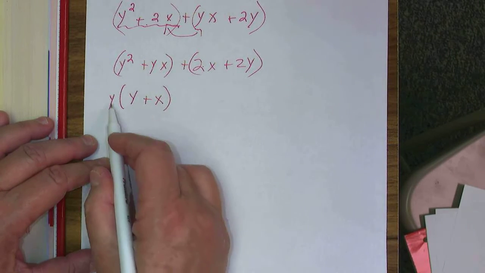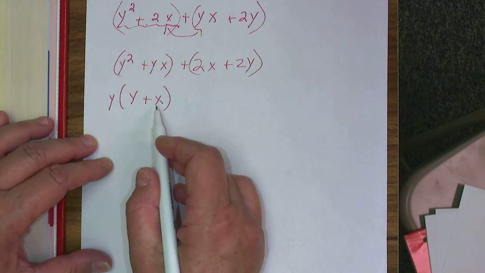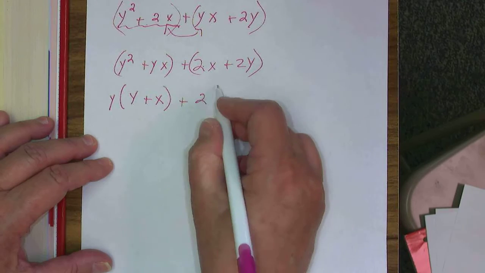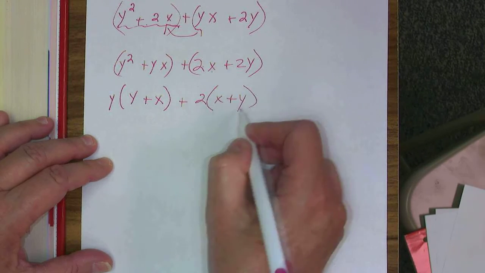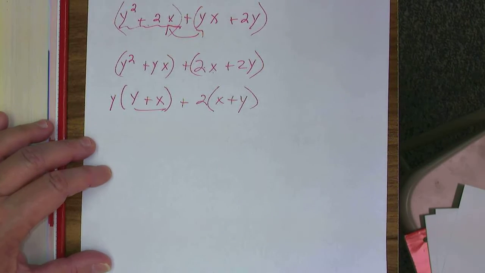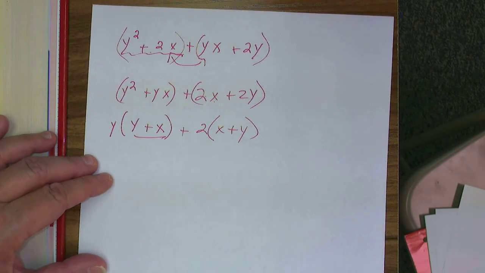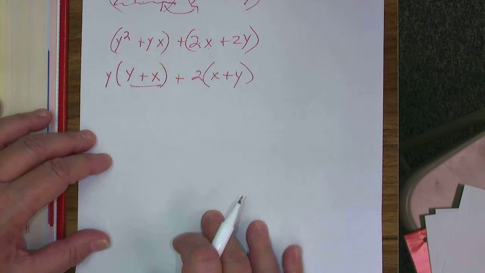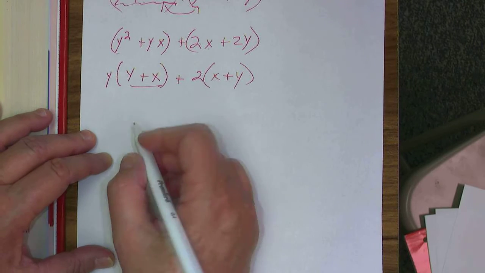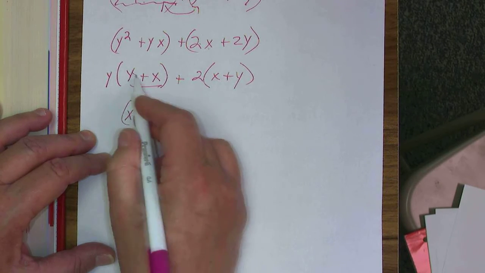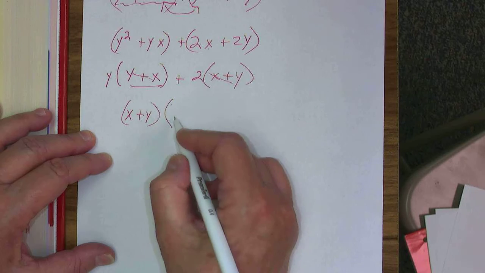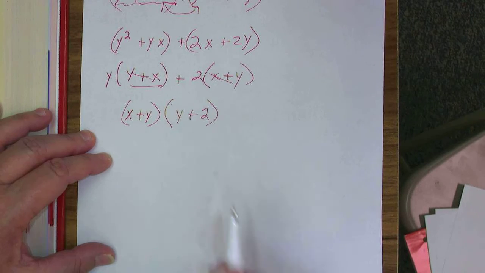We took the y out, so that's y squared plus yx. Let's take out the 2. We take that out, we're left with x plus y, which is the same as y plus x with the commutative property. So the common factor, we can write it either way. We typically write it alphabetically, so we'll write x plus y, and what's left is y plus 2.